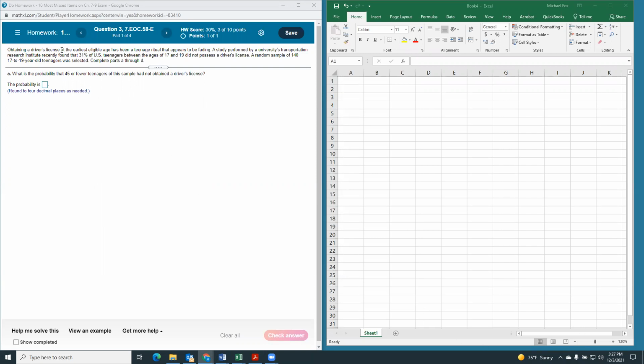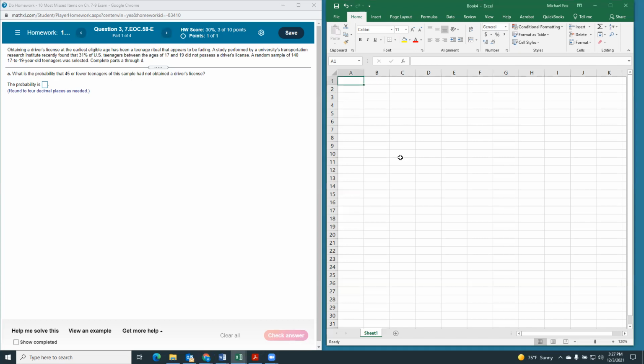It says obtaining a driver's license at the earliest eligible age has been a teenage ritual that appears to be fading. A study performed by University's Transportation Research Institute recently found that 31% of US teenagers between the ages of 17 and 19 did not possess a driver's license. A random sample of 140 teenagers was selected. And that's what it gives us.